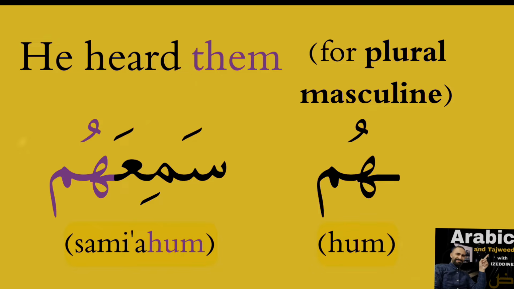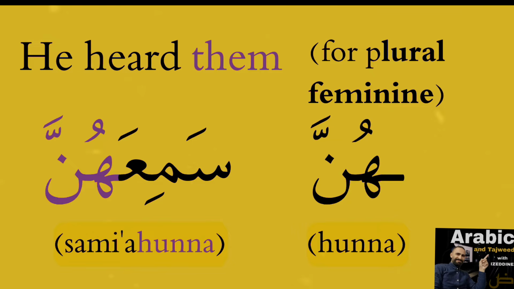Now them, we mean with it the plural masculine. Okay, three or more. سمعهم. He heard them. For example, there are 3 boys or 4 men. هو سمعهم. He heard them.